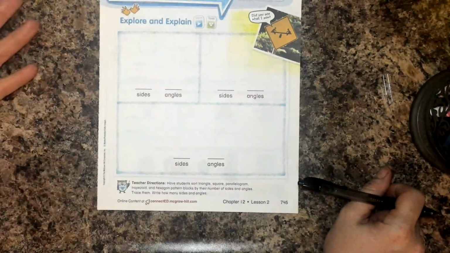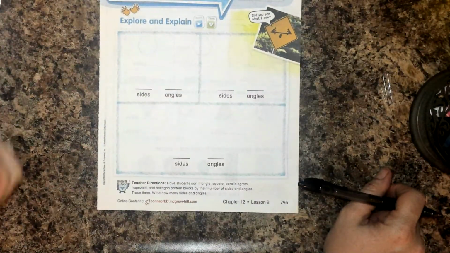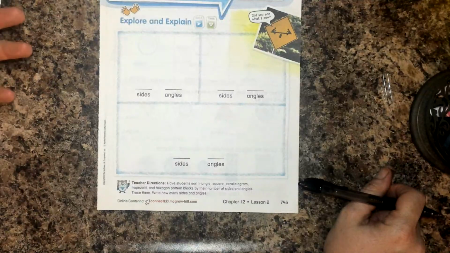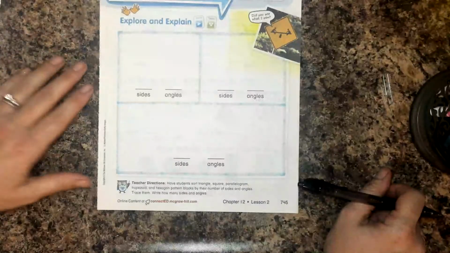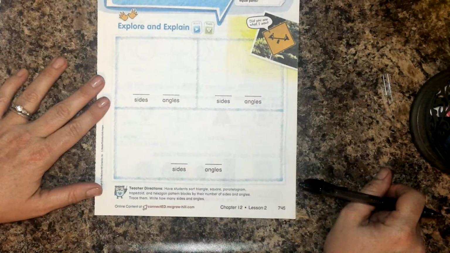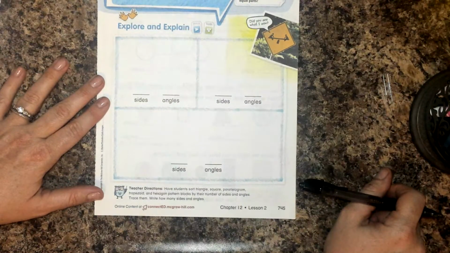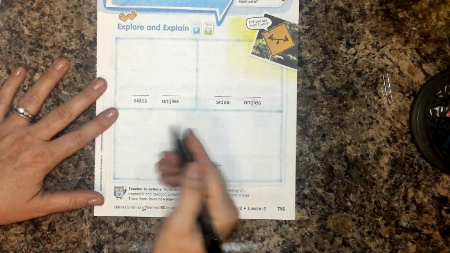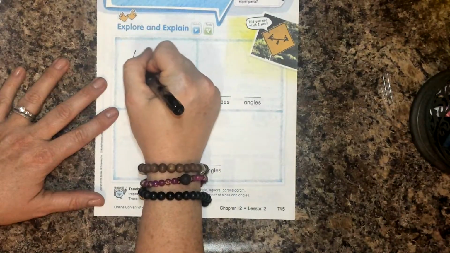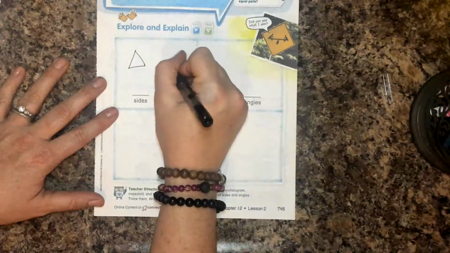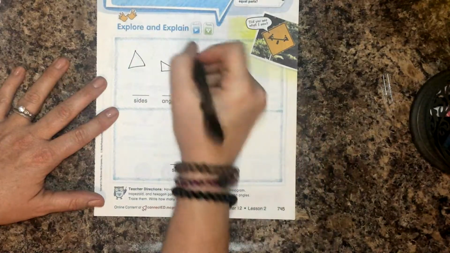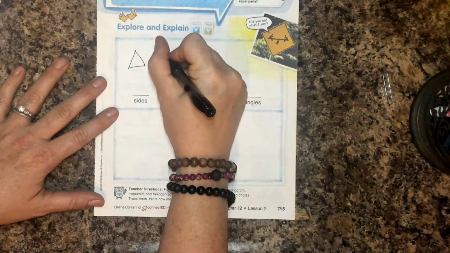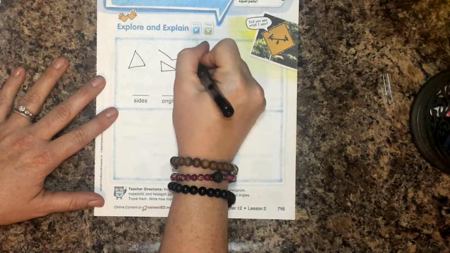Okay, sides and angles. With this one, they wanted us to sort a parallelogram, a trapezoid, and a hexagon, but we don't have those blocks. So what we're going to do is draw them. Okay, so let's put triangles here. So here's a triangle. We could do a different kind of triangle. Could do another kind of triangle.